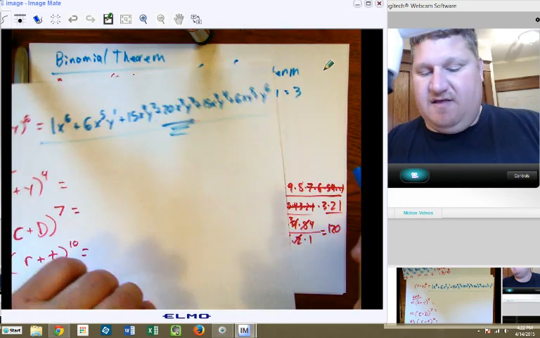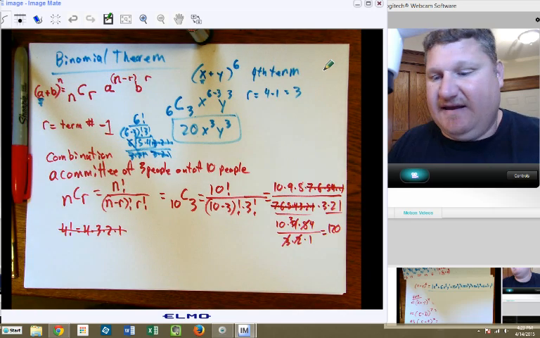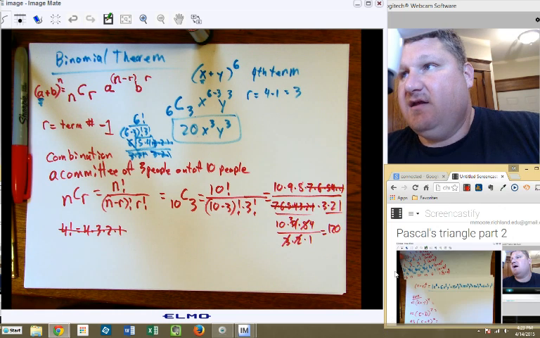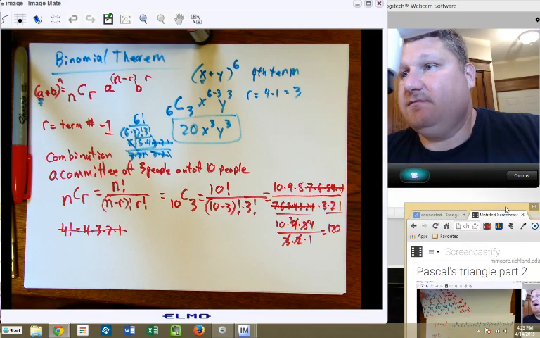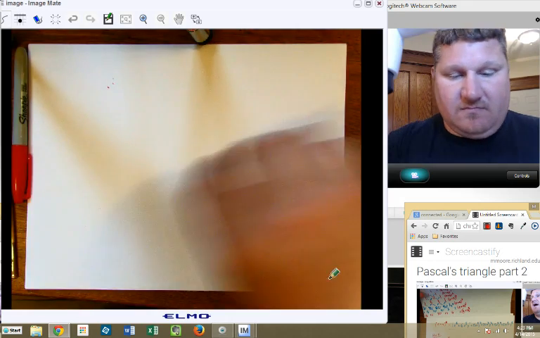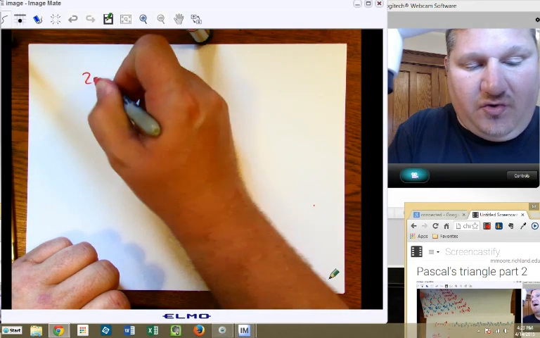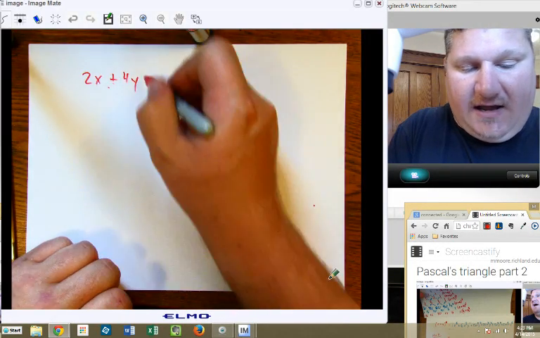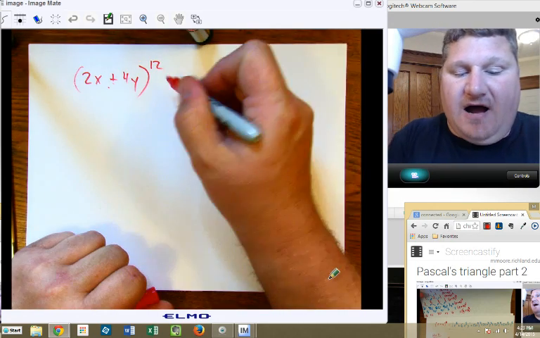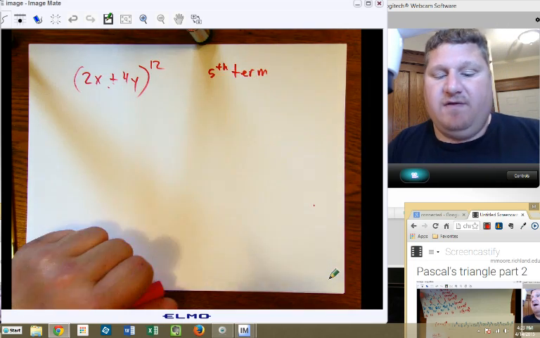And so 6 choose 3 is 20. X cubed, y cubed, and that's exactly what we had over here. That is using the binomial theorem to find any given value for any given component. Now, using all of that, let's go ahead and do another example. That example is, let's go with 2x plus 4y raised to the 12th power, but I want the 5th term.